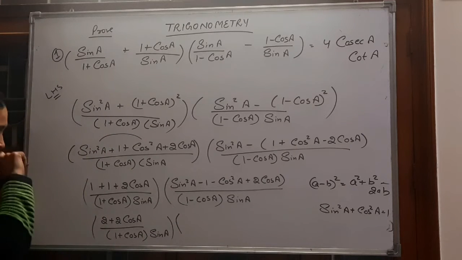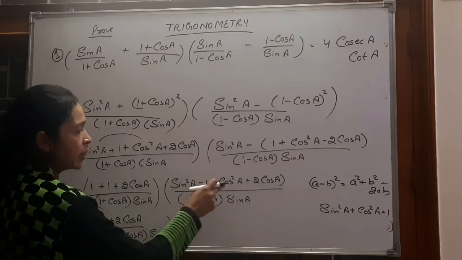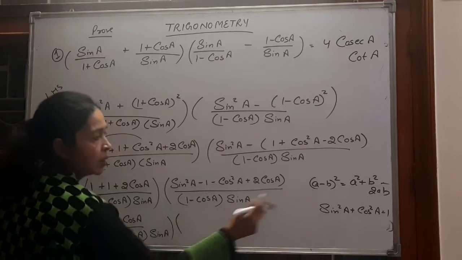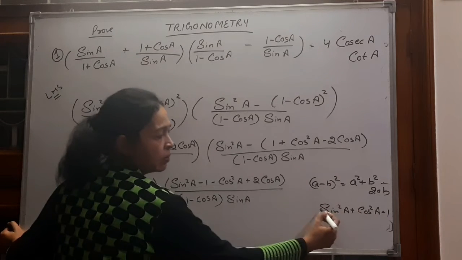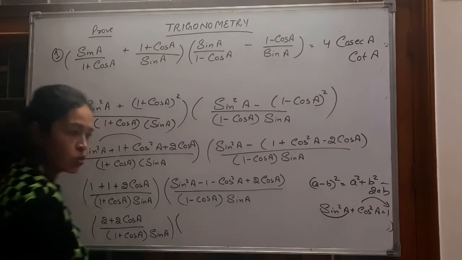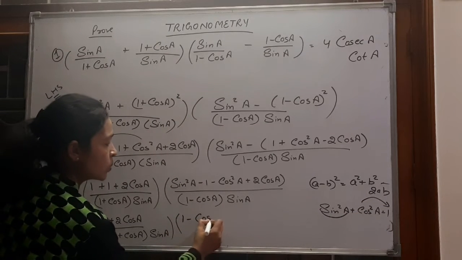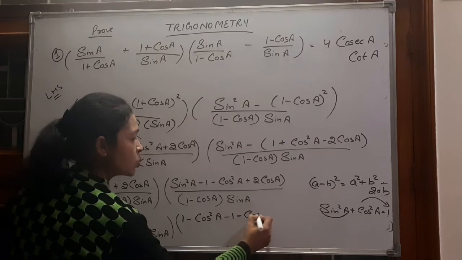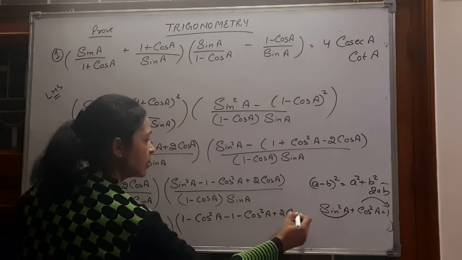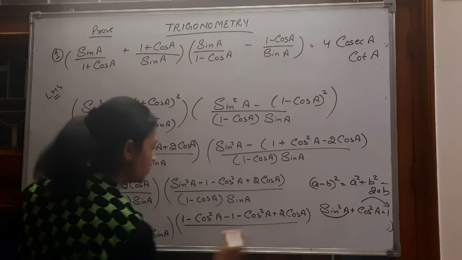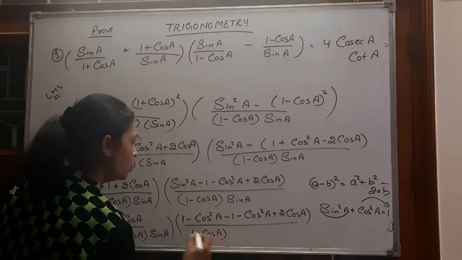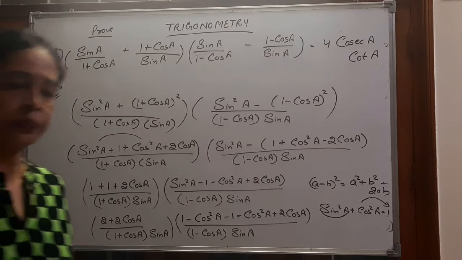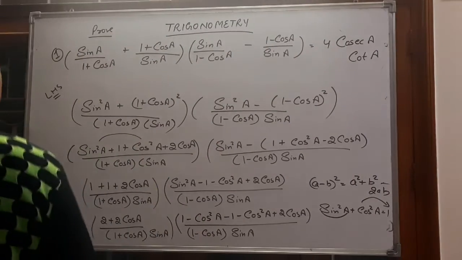Bracket close. Here we have sin square A and cos square A minus 1 and plus 2 cos A. Sin square A can be written as, if sin square A plus cos square A equals 1, we can write sin square A as 1 minus cos square A. We are writing 1 minus cos square A in place of sin square A. Then minus 1 minus cos square A plus 2 cos A upon 1 minus cos A into sin A. Clear? Students, pause the video and note it down. Next step.